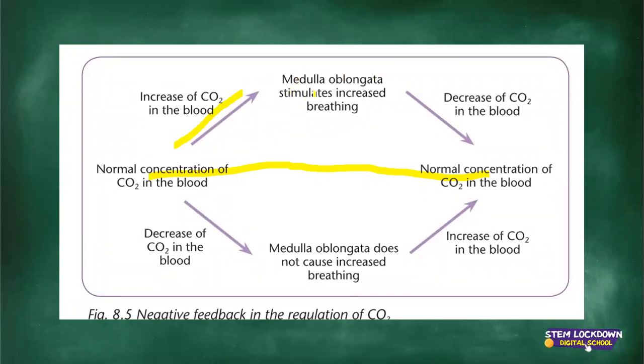So it stimulates increased breathing. When there's increased breathing, then there'll be a decrease of carbon dioxide. But should it happen that there's a decrease of carbon dioxide in the blood, decreasing to levels lower than normal, the medulla oblongata does not cause increased breathing. It will just stop and not do anything. Then there would be an increase of carbon dioxide in the blood. So you understand how it works, right? You've seen this diagram. They're really all similar, as long as you learn to note the differences.